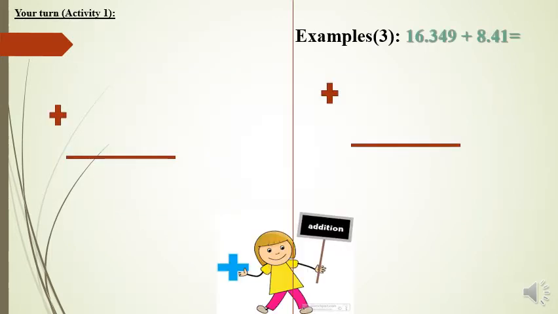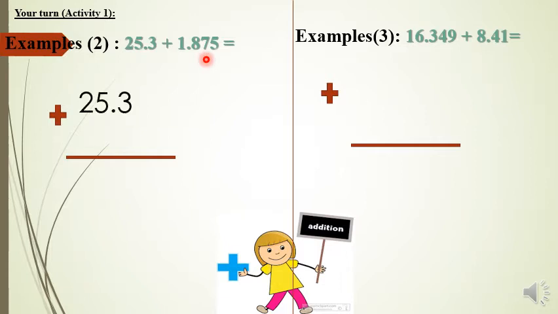Let's make another application without the place value chart. Let's add 25.3 plus 1.875. So let's line up the decimal numbers under each other. Don't forget to put the point under the point, just like the puzzle. We move the second number, so the point should be under the point. Then we line up the other digits.